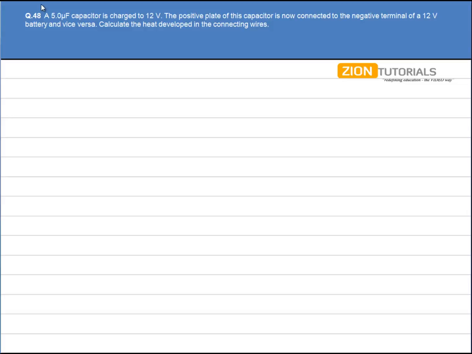A 5 microfarad capacitor is initially charged to 12 volt. So capacitance is 5 microfarad and it is initially charged with a 12 volt battery. Let's say initially we have a capacitor which is connected like this by a battery V, capacitance C.